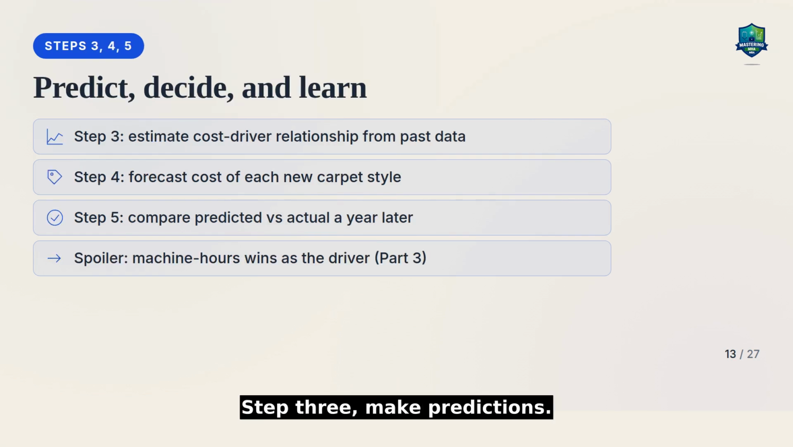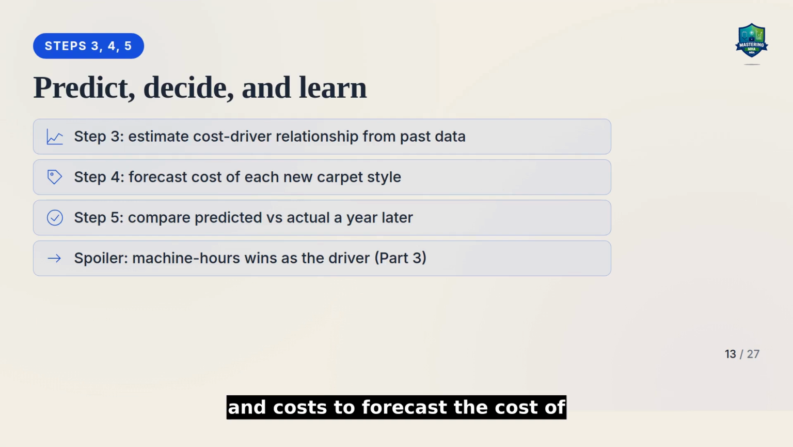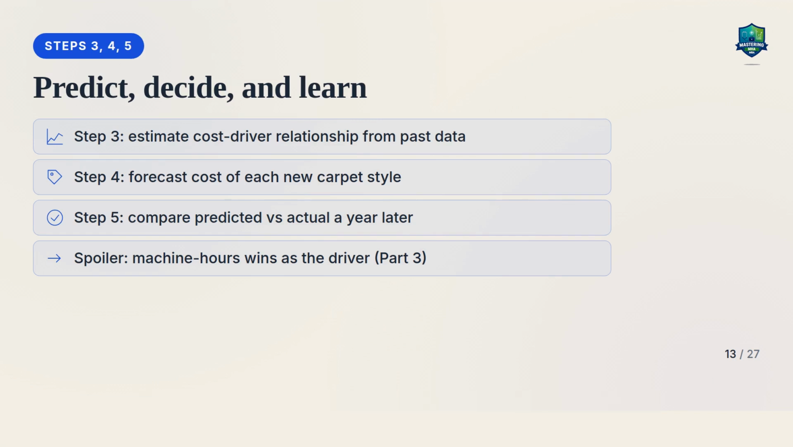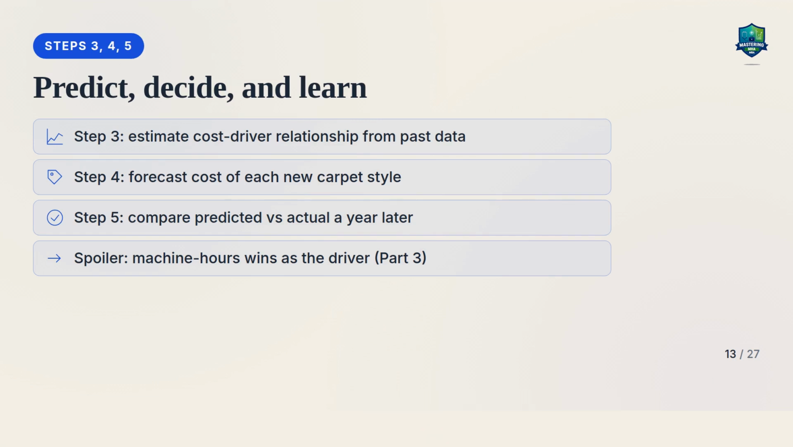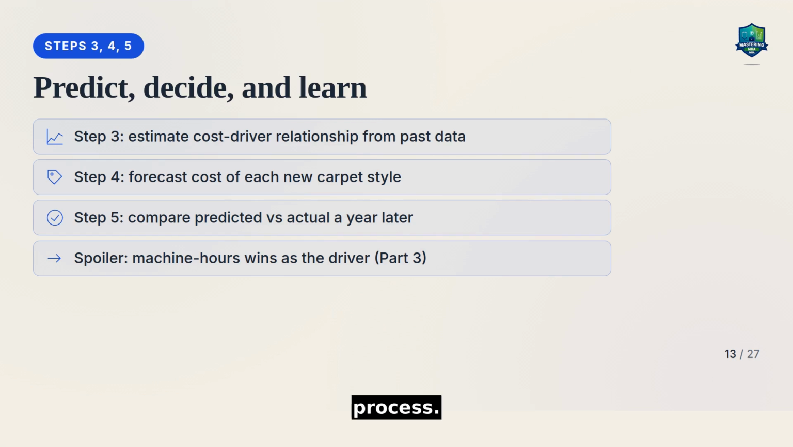Step 3. Make predictions. Use the estimated relationship between cost drivers and costs to forecast the cost of each candidate carpet style. Step 4. Decide. Spoiler: managers will choose machine hours as the driver and use a regression equation we'll meet in part 3 to predict cost per machine hour. Then introduce the most profitable styles. Step 5. Implement and learn. After a year, compare predicted to actual costs. If your prediction was tight, replicate the process.